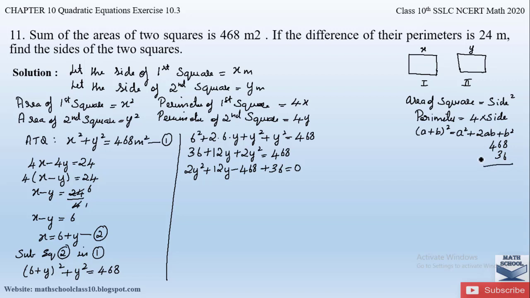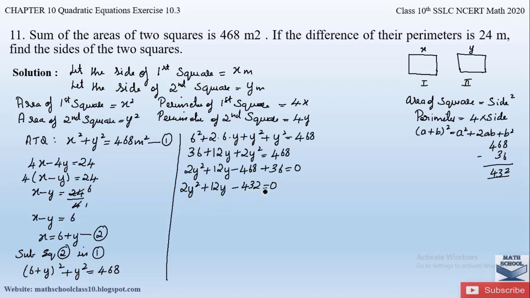If you subtract, 8 minus 6 is 2, 6 minus 3 is 3 and 4. So you will get 432 with a minus sign, since 468 is a greater number. So you will get 2y square plus 12y minus 432 is equal to 0.